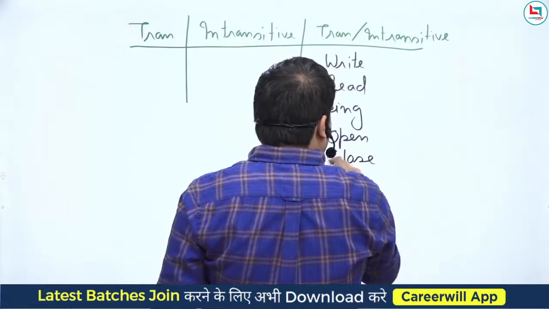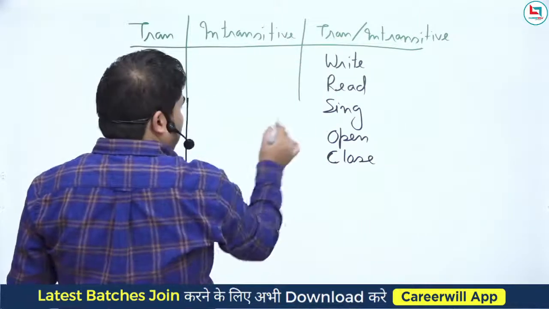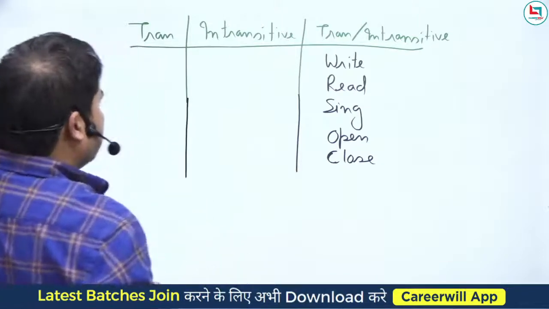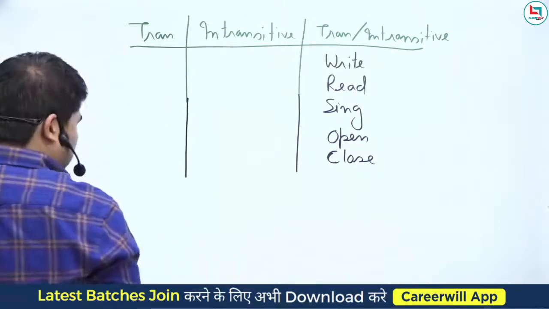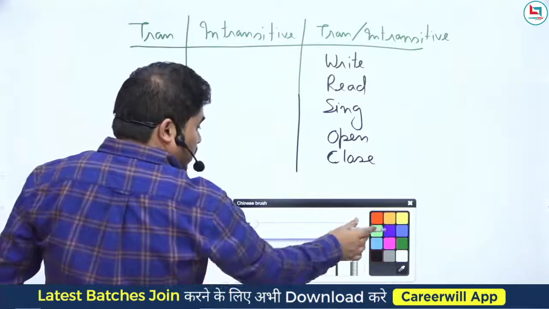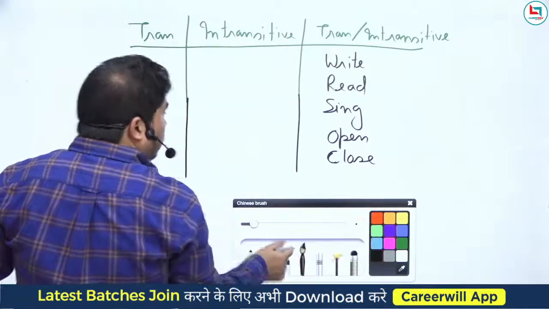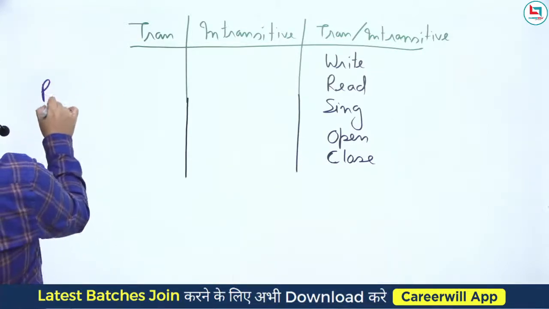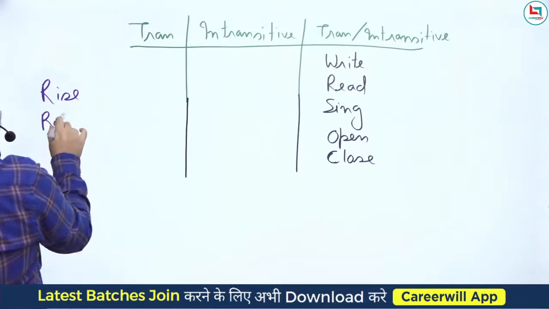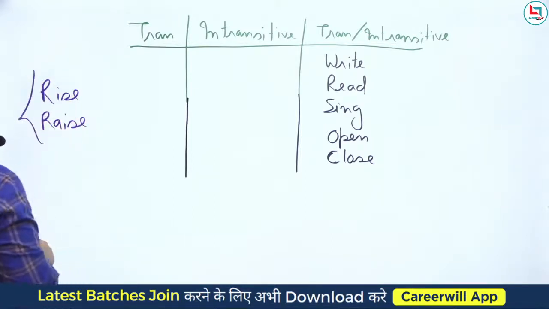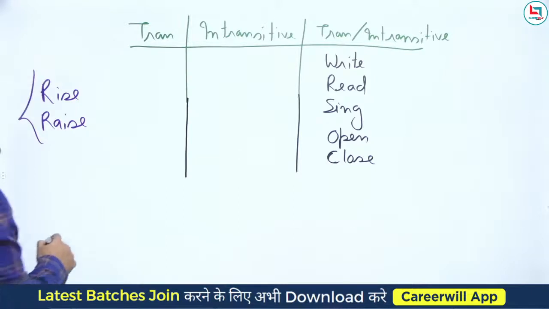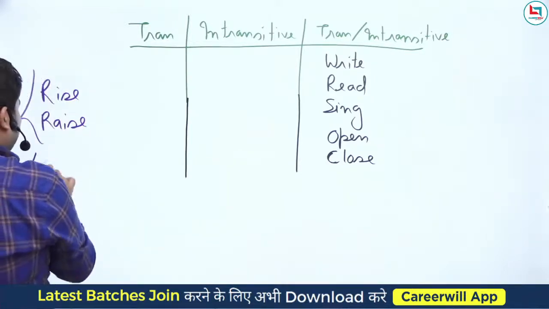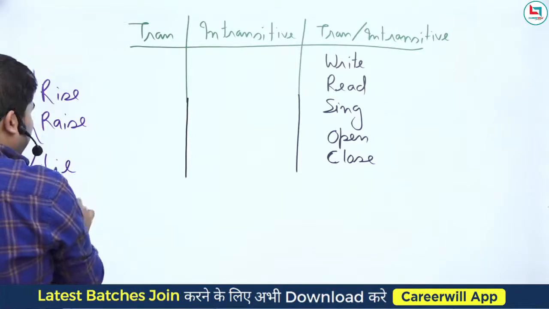A lot of verbs can be used in both the manners, but there are certain verbs which are either transitive or intransitive, and we need to take care of them, because questions are based on those verbs only. Like if I ask you, out of rise and raise, what we did in the last class, which one is transitive, which one is intransitive, then what will be your answer? Which will take its object? Rise and raise, then you have lie and lay.